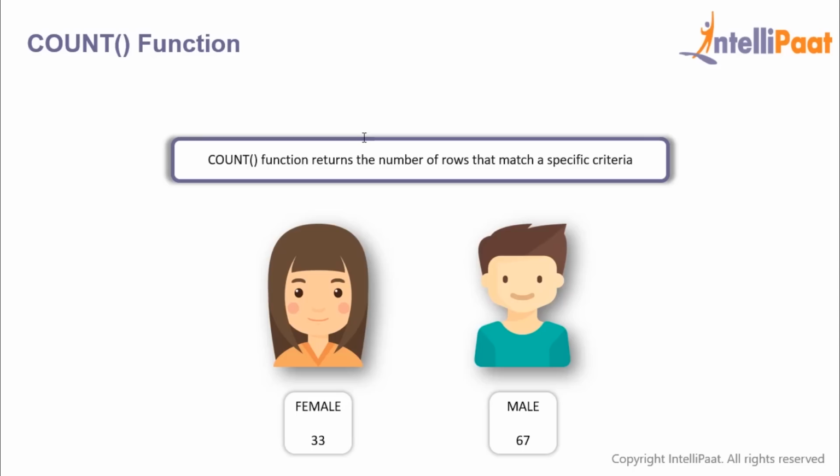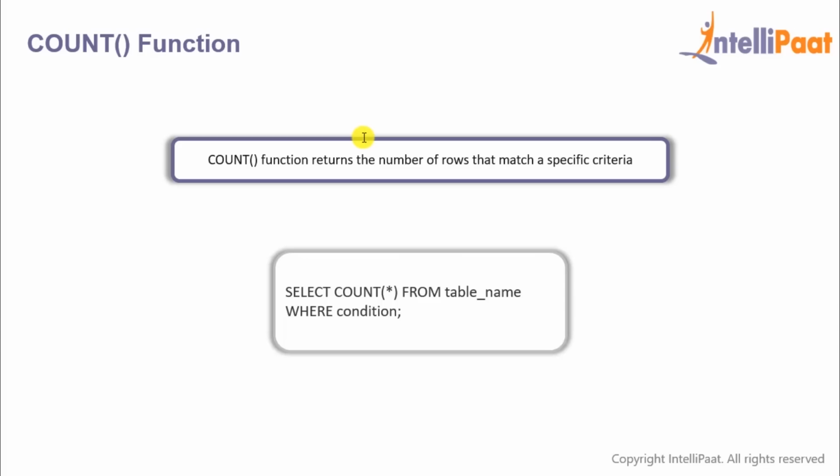Then there's the count function. So the count function returns the number of rows that match a specified criteria. That is, if we wanted to find out the number of male and female employees in a company, then we can use the count function. Let's look at the syntax. So after the select keyword, you will use the count function and give an asterisk inside the parenthesis. Then you will give the table name, and finally you will use the where clause to give the condition.